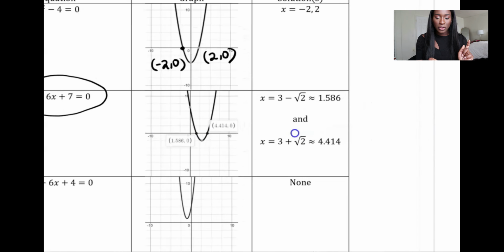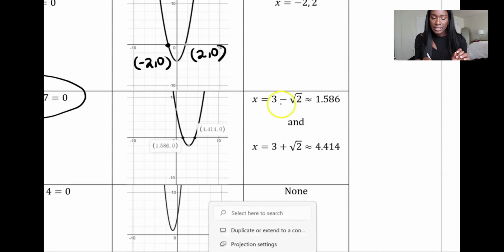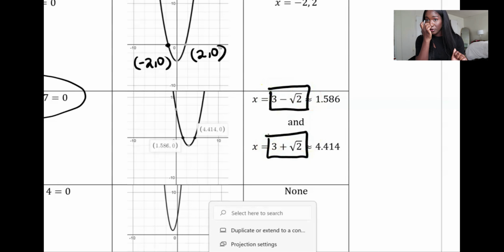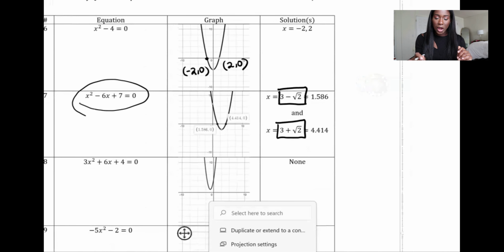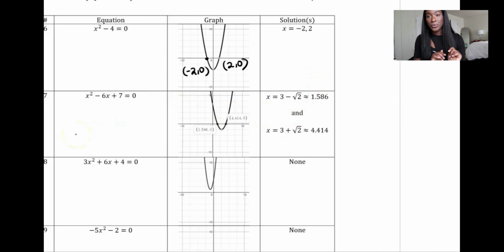But notice that when we look at the graph here, those solutions, those decimals, are just approximations. So those are rounded answers. The exact answers are 3 minus root 2 and 3 plus root 2. So something's different between all of the previous equations and the equation here in example 7, because the equation in example 7 has solutions that are irrational, with those square roots showing up in the answer. We didn't have that before.